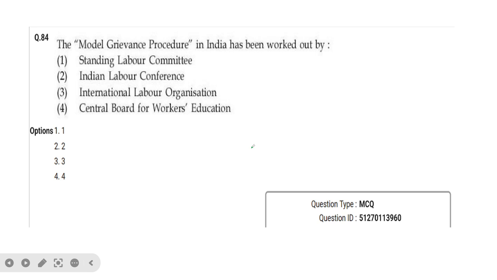Question number 84: the model grievance procedure in India has been worked out by Standing Labour Committee, Indian Labour Conference, International Labour Organization or Central Board of Workers Education. So the answer is option 2, that is Indian Labour Conference.